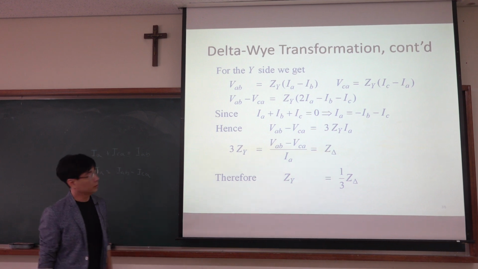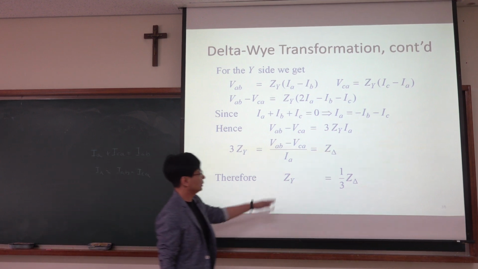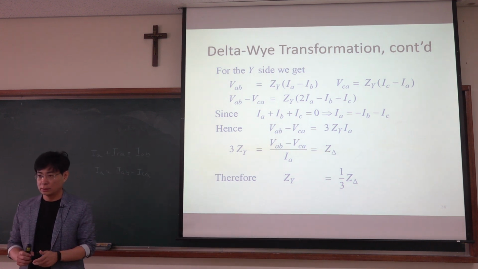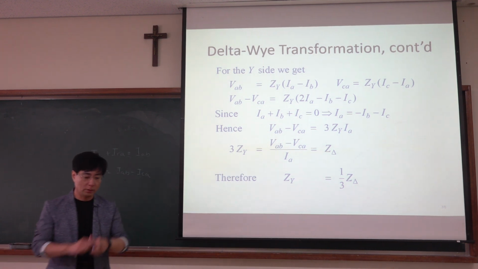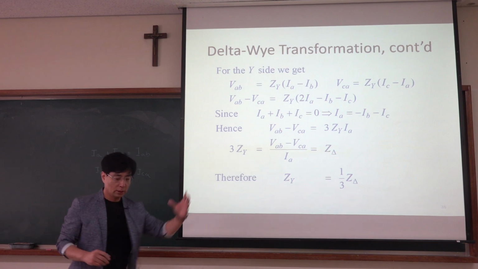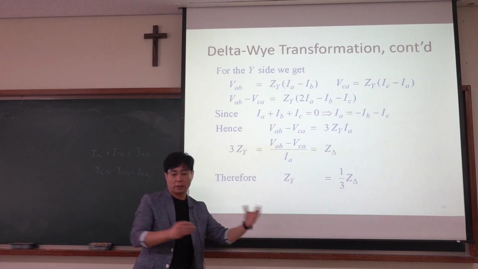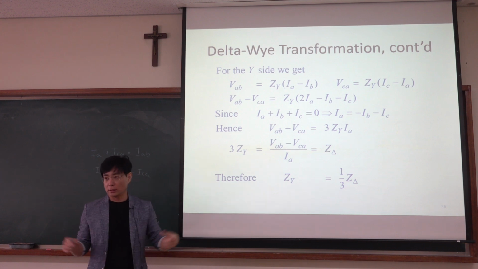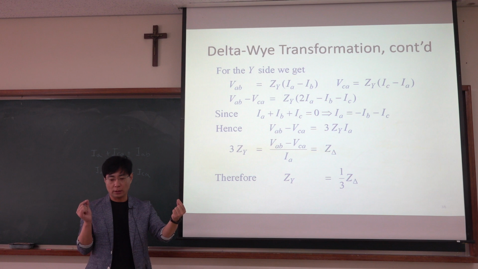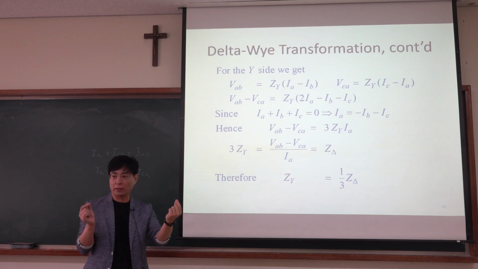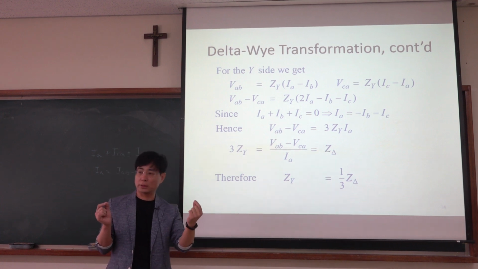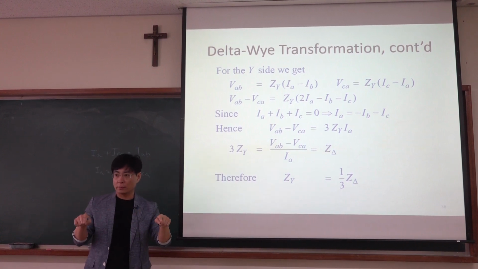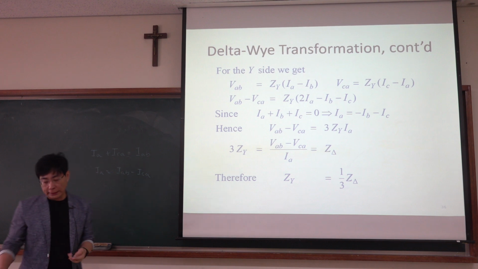The reason of this transformation is because using a Y connection is easier to analyze. So if you make the source side Y connection and make the load side Y connection, then you have 3 single phase circuits that share a neutral line. Actually, there is no neutral line. It's a perfectly balanced system. And then you can just analyze a single phase circuit.